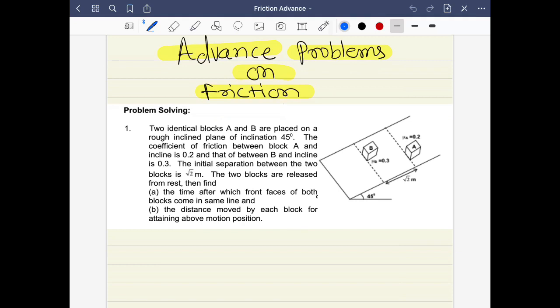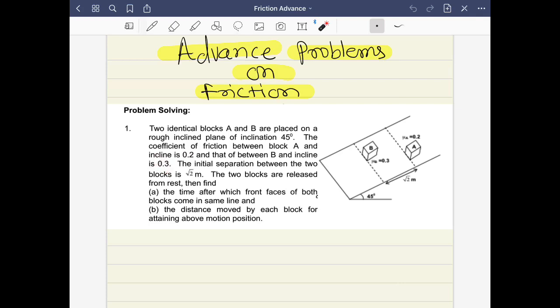So in this first question it is given, and as you can see over here, two identical blocks A and B are placed on a rough inclined plane of inclination 45 degree. The coefficient of friction of block A is 0.2 and that of block B is 0.3. The initial separation is given as root 2 meter.